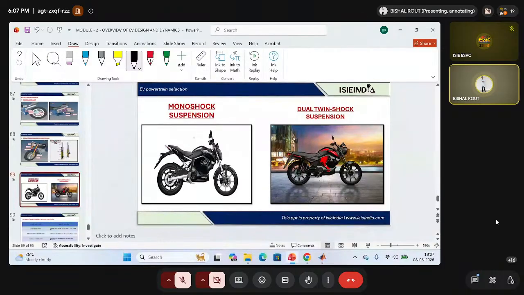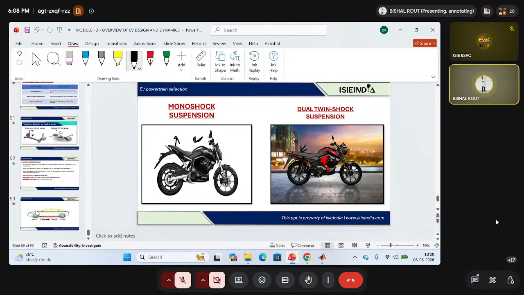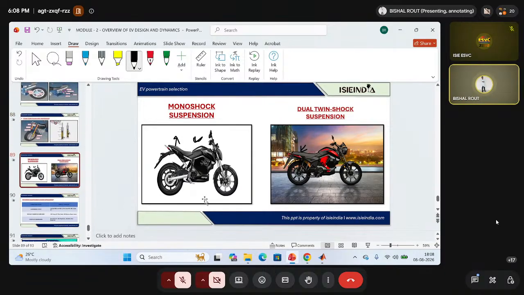Basically, you can see in the Pulsar, those vehicles which have a bit higher seat, you will find this monoshock suspension. But in a scooty or a bike where you have a flattened seat, they have a small dual twin shock suspension, like Bullets, right? They can absorb a huge amount of force basically, right? So this is about the suspension basically, and all these suspensions are designed.